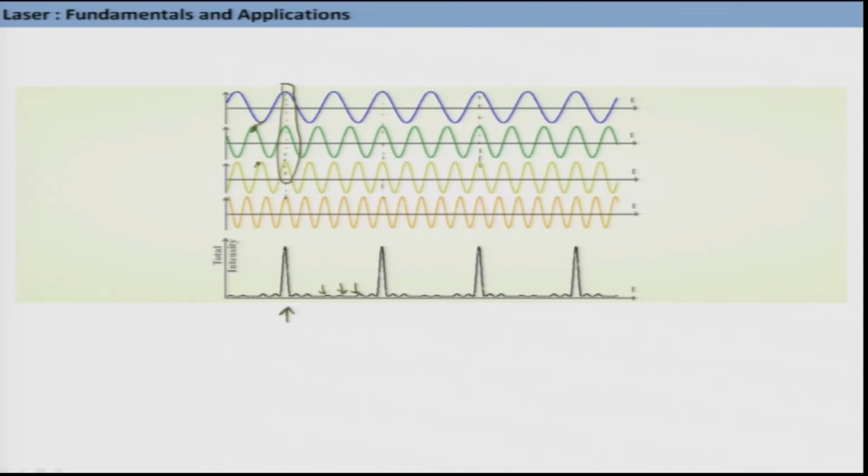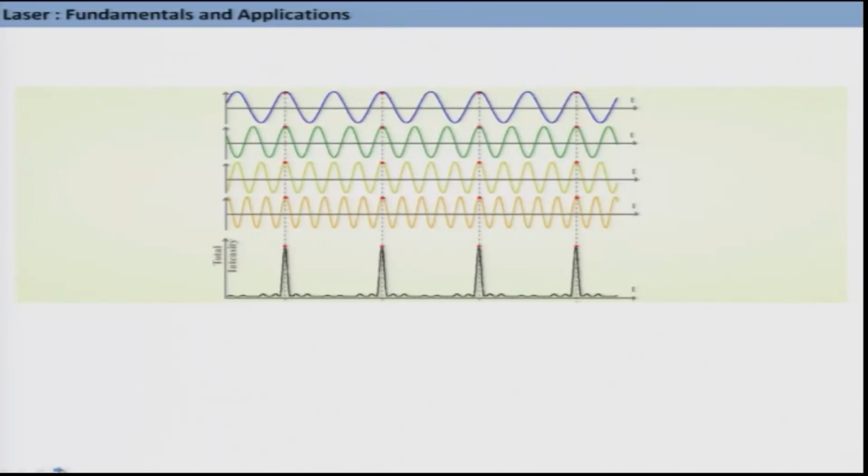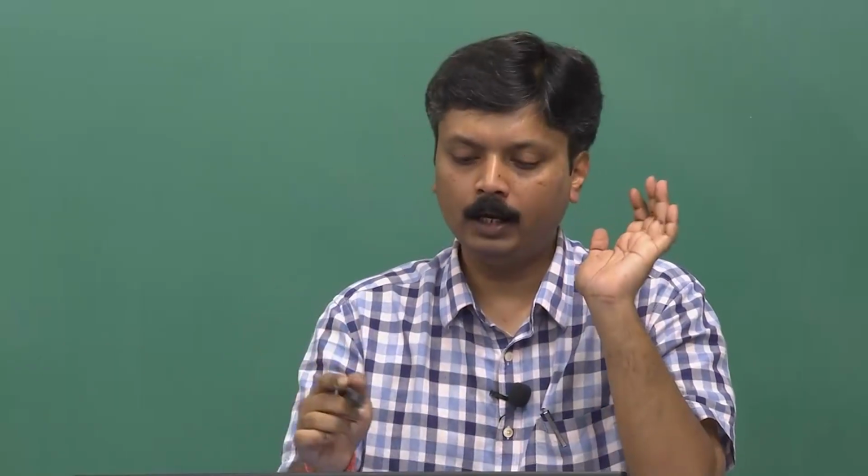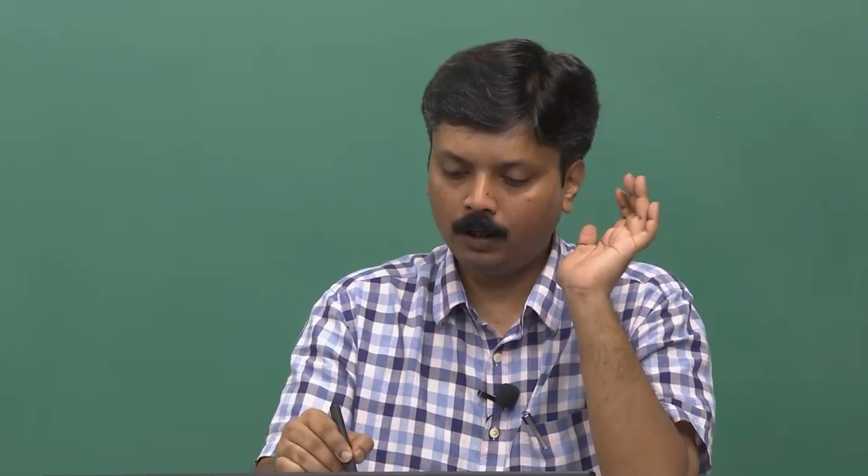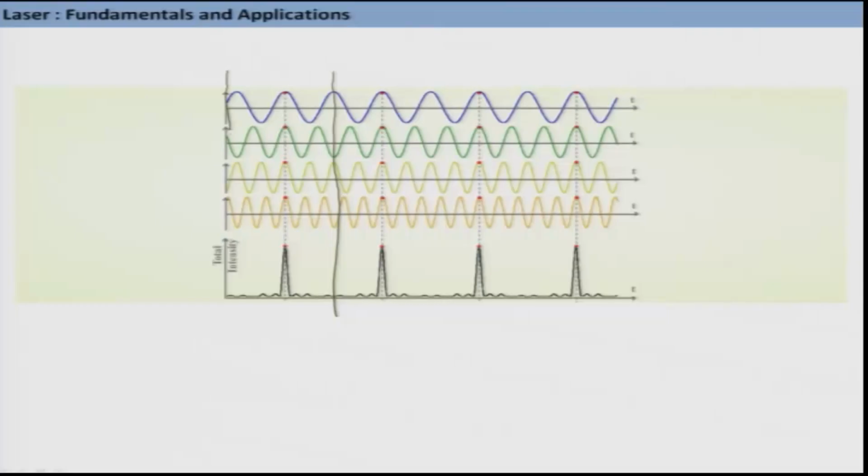So, this is already like the creation of a pulse. If I look at it in this fashion, I can see how this constructive interference is giving rise to a solid intensity. Now, if I can choose my cavity length in a way that I collect only up to this, what will happen? Within the cavity I will have only one pulse, okay.